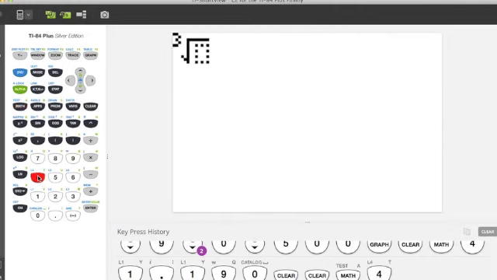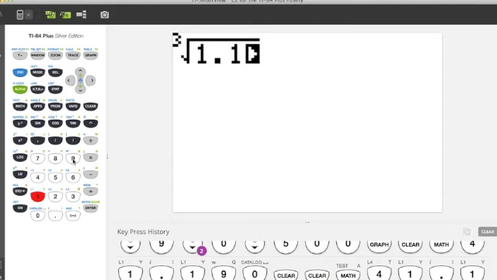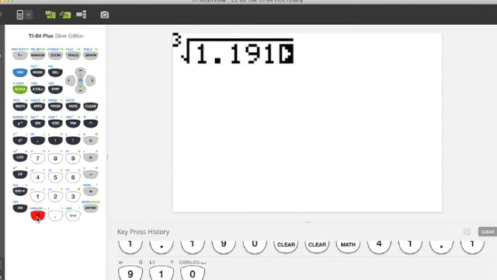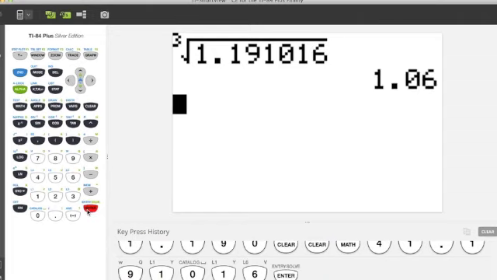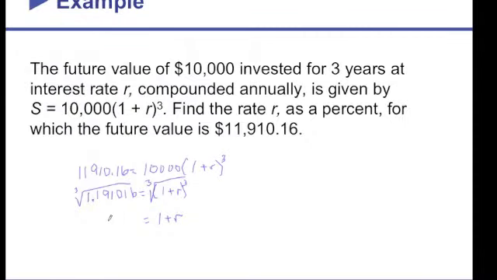We'll automatically be finding a cube root of 1.191016. And enter that, we'll find the cube root is 1.06. Well, we found out that the cube root of 1.191016 was 1.06. So if we subtract 1 from both sides, R will equal 0.06. So as a percent, R will equal 6%.